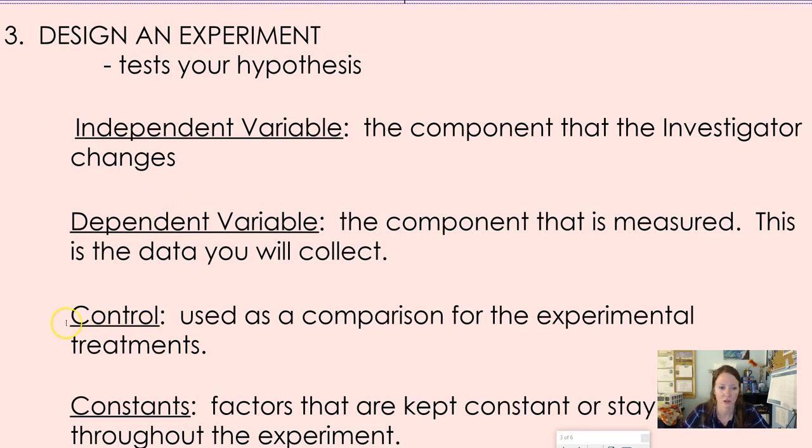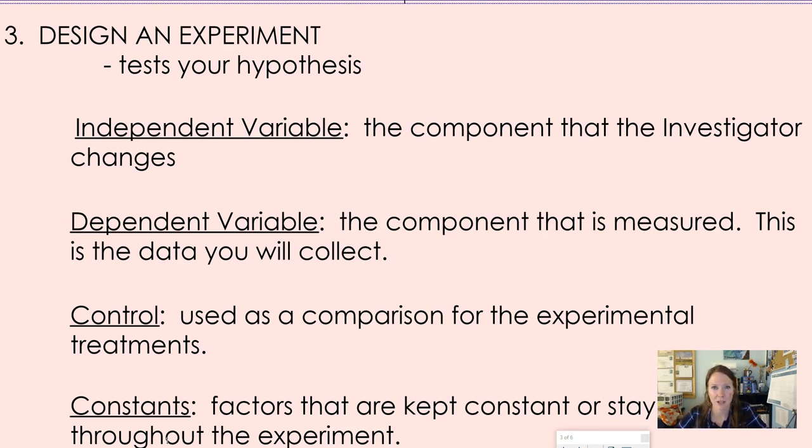I want to make sure that I include a control and constants in my experiment. Sometimes these get confused, but a control is the part of the experiment that's used for comparison. So a traditional way to do this would be to set up one group of plants that receive sunlight and one group that are in the dark. So the control, if I'm comparing the sunlight to the dark, the control is the plants that are in the dark. So I'm comparing these two, so I know that it is just the light that is affecting my plant growth. I have to have something to compare it to.